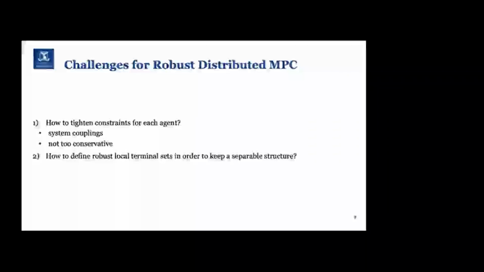And the second one: for the nominal distributed MPC, the problem is formulated in a separable structure, and the local terminal sets are set to be varying. So in the robust case, we still want to keep this separable structure. And another problem is how to define the local terminal sets in the robust case.